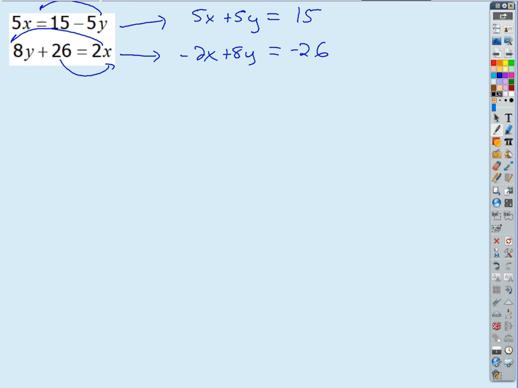All right, so now we got a linear system that we can deal with. So let me rewrite this real quickly.